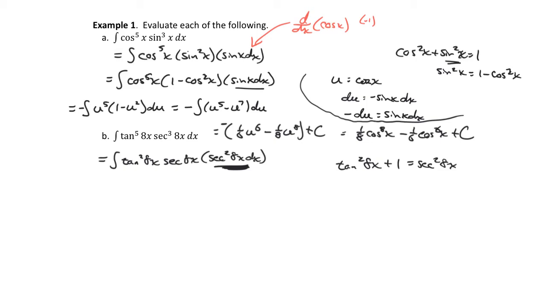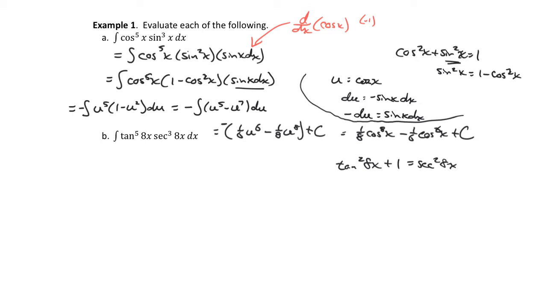I've got to write the secant of 8x here in terms of the tangent. How can I do that from the identity? Well, I'd have to introduce a square root, which really seems like a bad idea. It just seems kind of like we're making the problem worse by introducing the square root. So that's why this is a bad choice for this particular substitution. So let's reboot.